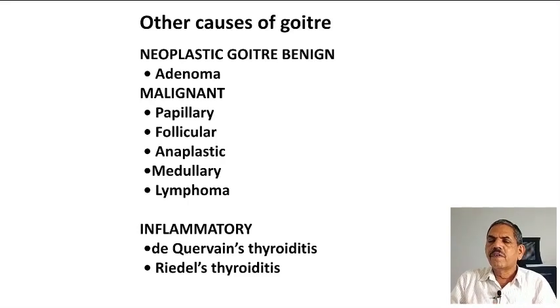Other causes of goiter are neoplastic causes or benign causes. The benign one is the adenoma. The malignant neoplastic ones are papillary, follicular, anaplastic, and medullary carcinoma of the thyroid, and lymphoma can also arise from the thyroid. Inflammatory causes for goiter are de Quervain's thyroiditis and Riedel's thyroiditis.